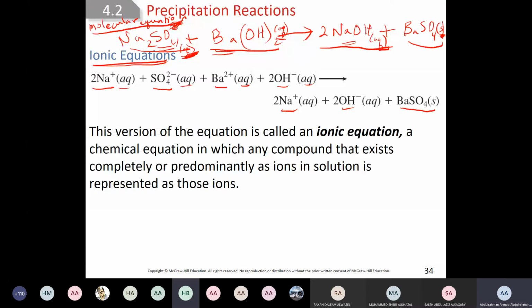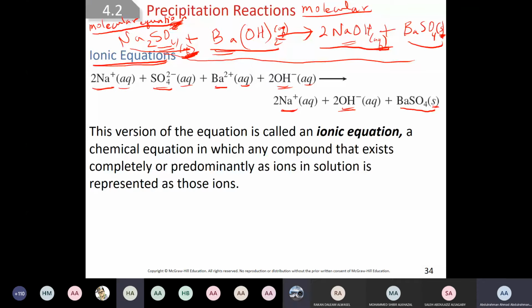What do we call this equation? What do you call the first equation? Molecular. Don't forget the name, molecular equation. We can write everything as ions instead of compounds, like this. And this will also be ions because it dissolves in water. But barium sulfate will be solid. What do we call this second equation? Ionic equation.